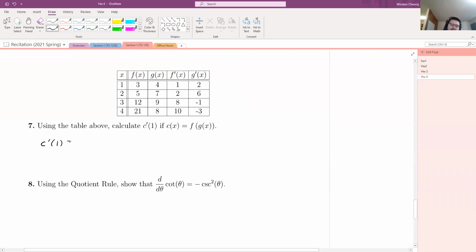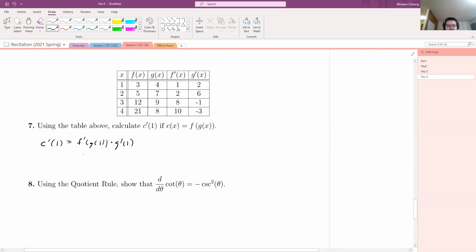I don't know if everyone is comfortable with doing it like that. What I'm basically doing here is doing two steps in one go. So this equality is gotten by first taking C prime of x, the derivative of this function, and then you evaluate at x equals 1. And so then you'll get this.